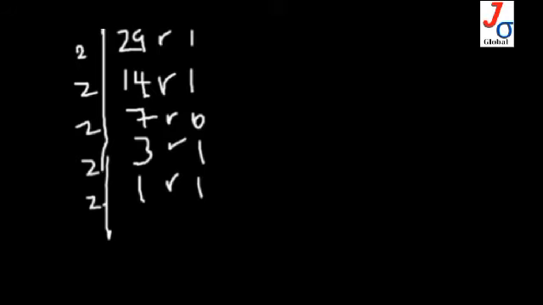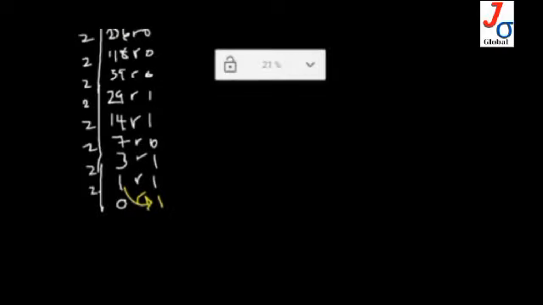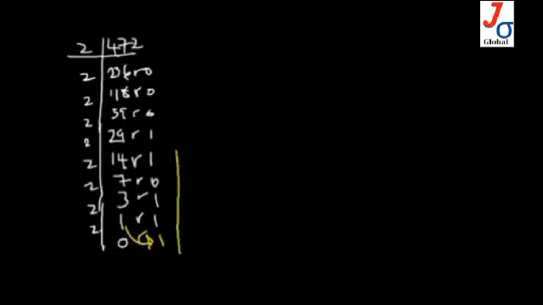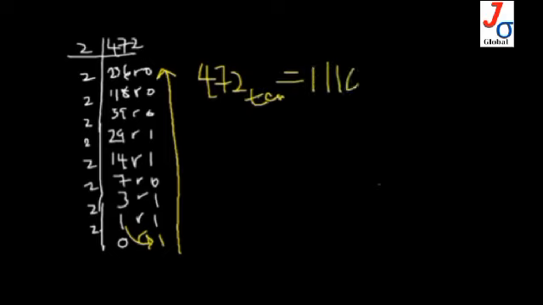So what do you do? 1 divided by 2 is not possible in binary conversion. So we write this as 0, then bring this 1 down here. So therefore our answer, we're going to write it upwards like that. And so 472 base 10 is going to be written as 111011000 base 2.